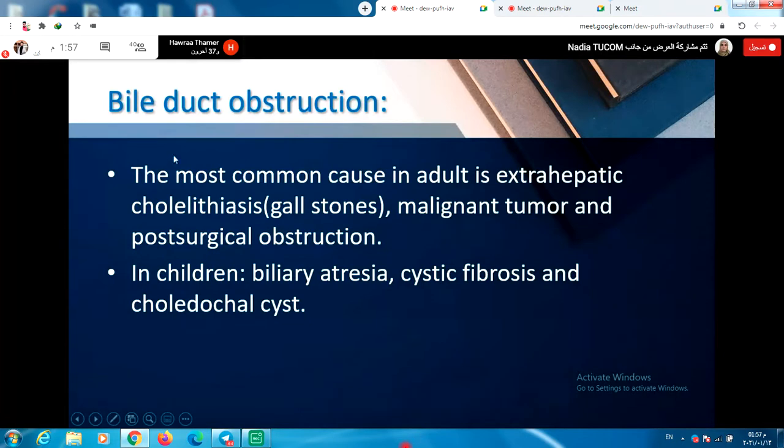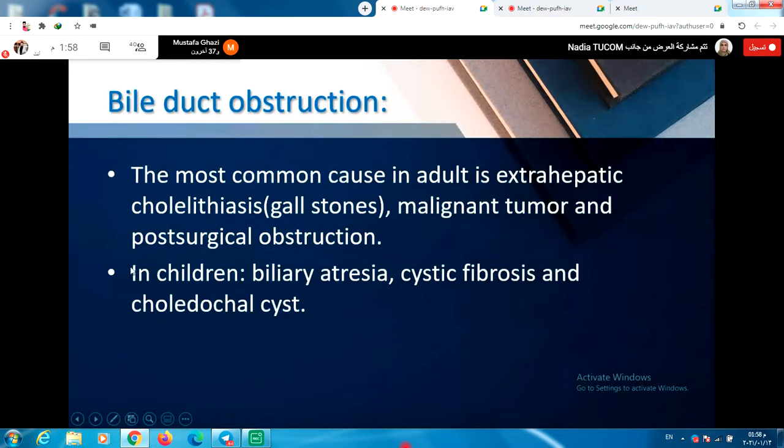Bile duct obstruction, the most common cause in adults is extrahepatic cholelithiasis. Cholelithiasis means gallstone, extrahepatic gallstone, gallbladder stone. This is the most common cause of extrahepatic biliary duct obstruction. Malignant tumors can be seen in the common bile ducts and also post-surgical or iatrogenic obstruction.